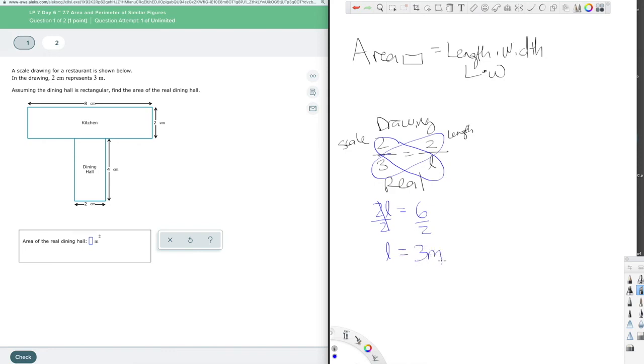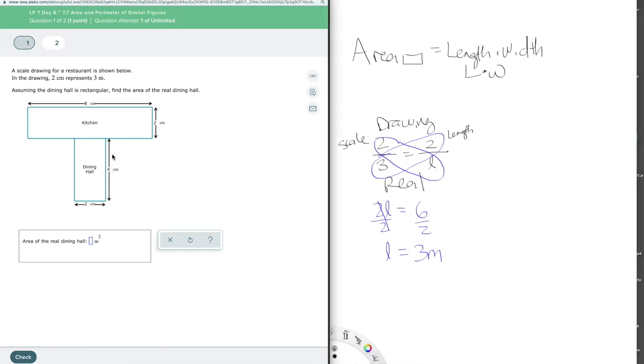And if we think about that too, every 2 centimeters represents 3 meters. Well, I had 2 centimeters. So that represents 3 meters. Hopefully a little bit more obvious conversion there. So you can also do that with the other one. You can say, well, there's 4 here, and every 2 represents 3 meters. So there's 2 and 2. That would be 3 and 3. So I can kind of figure this out without even doing the proportion.